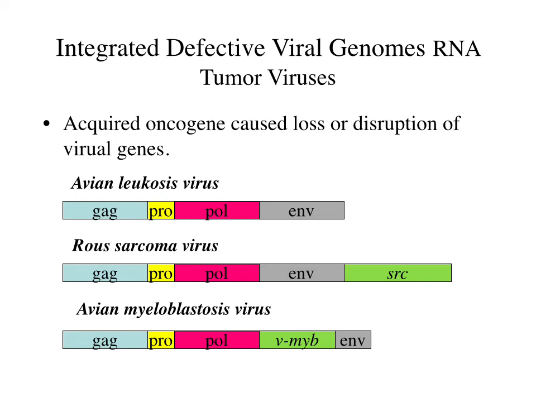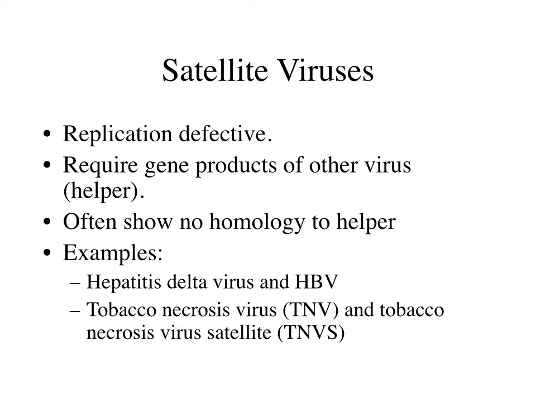Satellite viruses are also replication defective. They can only replicate in the presence of a helper virus. They require the gene products provided by this helper. It's interesting to note that often there's no homology or relation between the helper and the satellite.